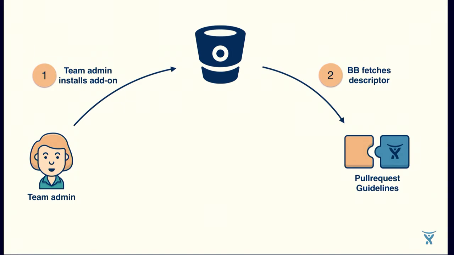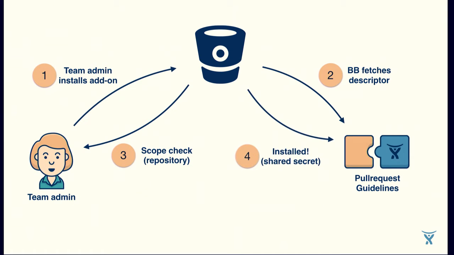So going back to our flow, Bitbucket pulls up the descriptor, notices that the add-on wants the repository scope, and brings up a dialog to the team admin. The dialog says, hey, this add-on wants the repository scope. Is that cool with you? And the user in this case says, OK. The installation starts, finishes, and when it finishes, Bitbucket posts back an installed event to the add-on.